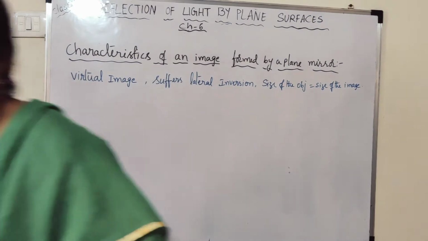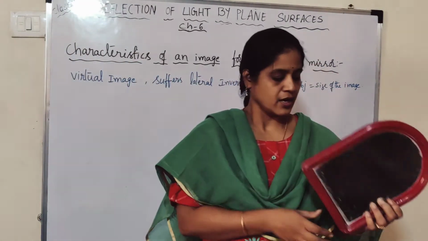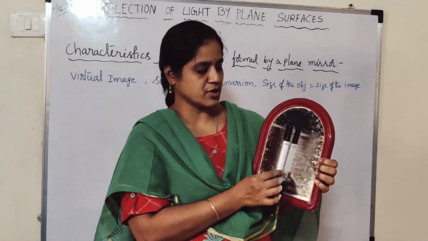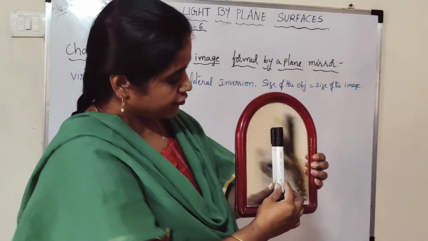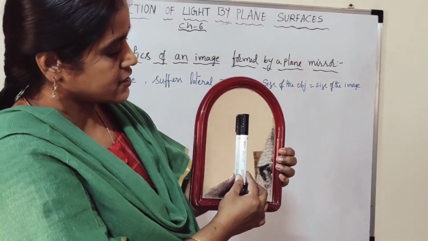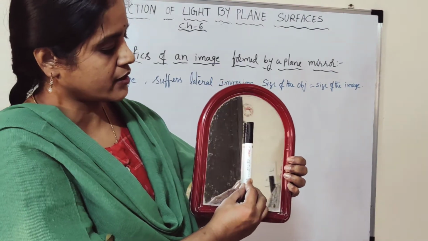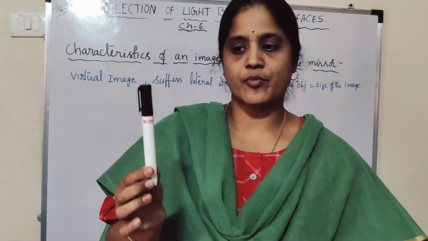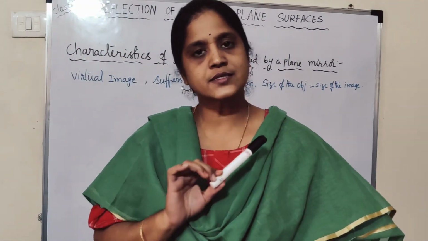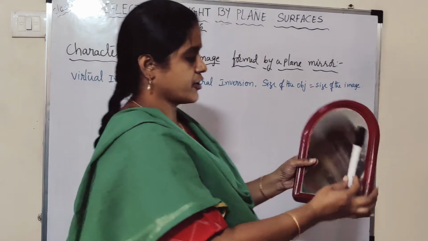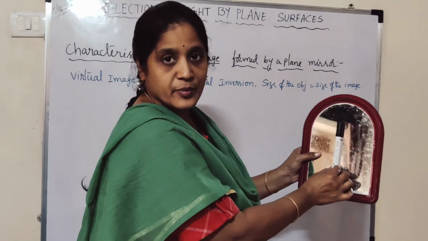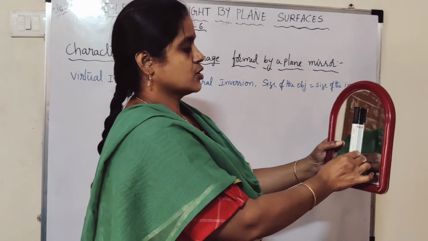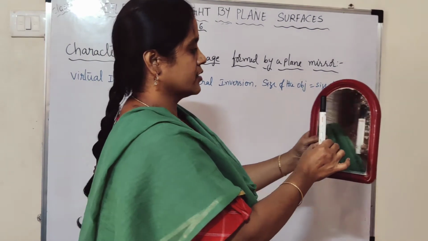For example, this is the mirror. Take an object and place it touching the mirror, and if you observe the size of the object and the image of this pen which is formed in the mirror, both are the same. For plane mirrors, the size of the object and the size of the image are the same. So when you place an object touching the mirror, you will get the same size. And slowly from this mirror, you move the pen towards your eye.